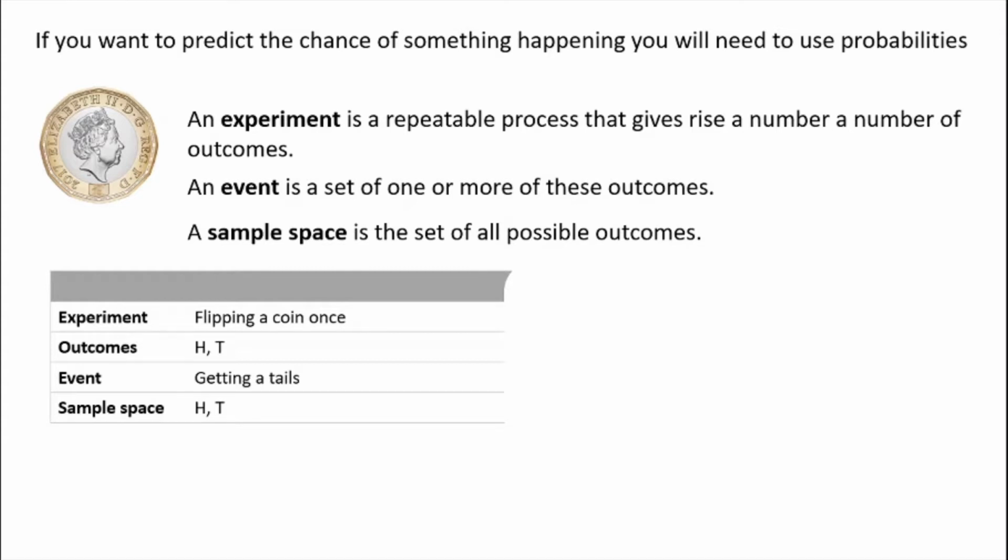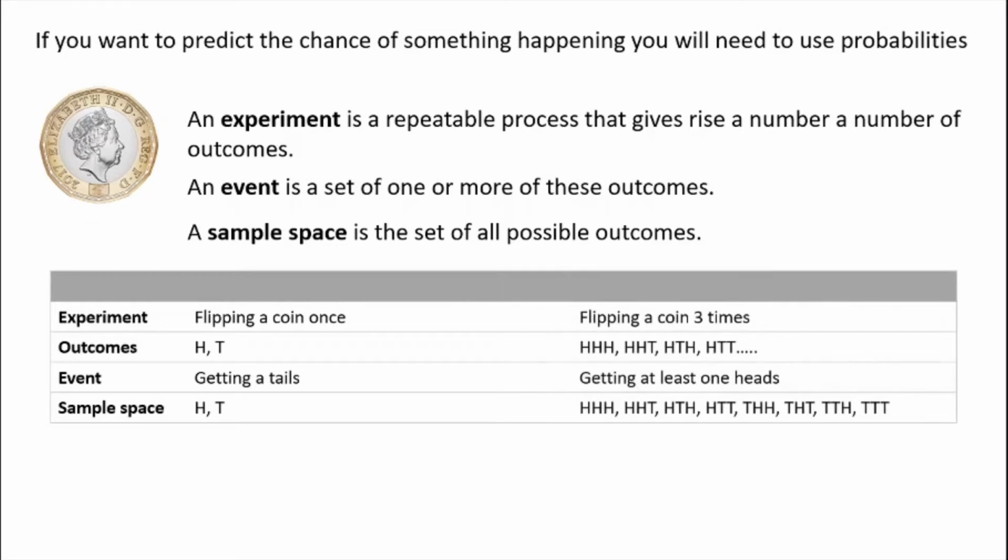Now the experiment is flipping a coin 3 times. And there are numerous outcomes that we can have. We can have 3 heads in a row. We could have heads, heads, tails, heads, tails, heads, heads, tails, tails, etc. These are each individual outcomes.